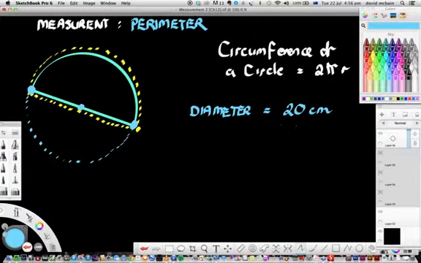Well, if the diameter is 20, I wonder what the distance here is. What's the radius? In other words, from the centre to there, what would the radius be? If the full distance there is 20, then in this case the radius will be half of that. So the radius is always half the diameter. So the radius, in this case, is going to equal 10 centimetres. Remember, the radius is always half of the diameter.